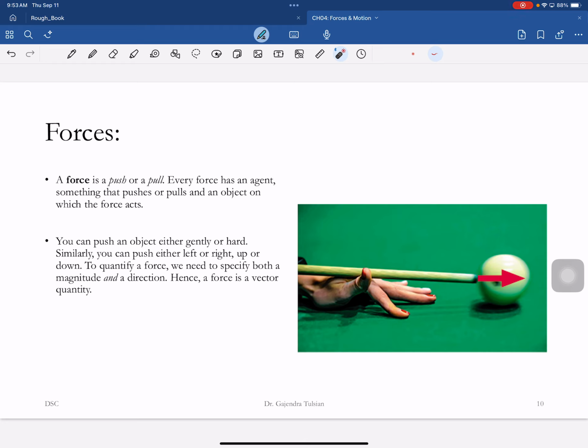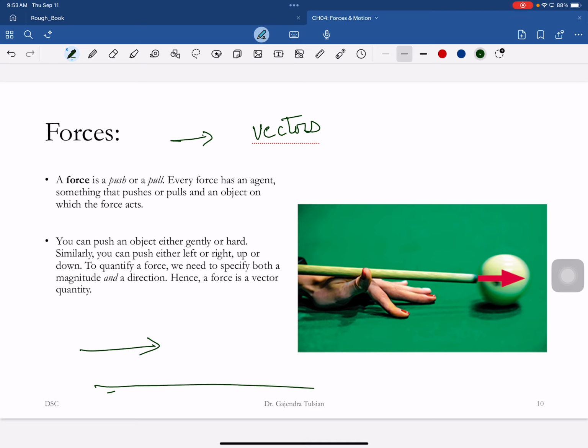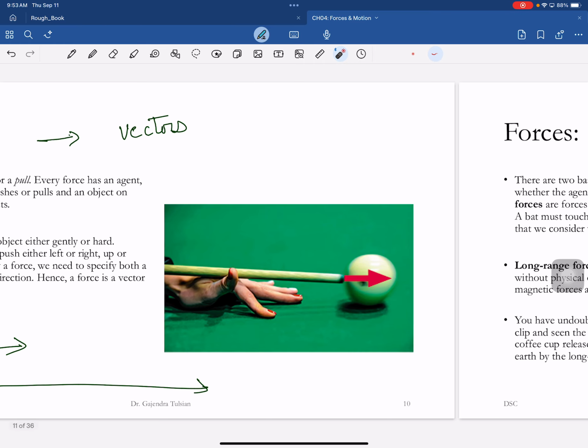So forces are represented by vectors. A vector is a directed arrow segment. What is the difference between these two forces? This is a bigger force, that's all. The magnitude of this is bigger. And they're both pointing in the same direction.